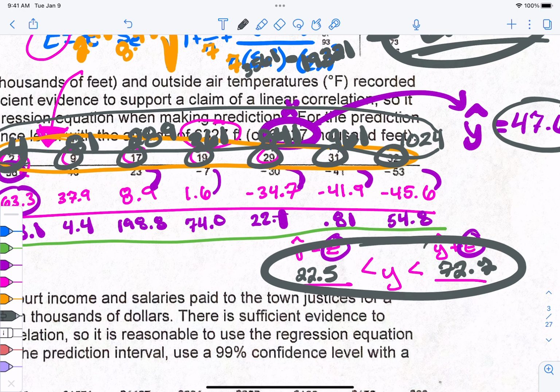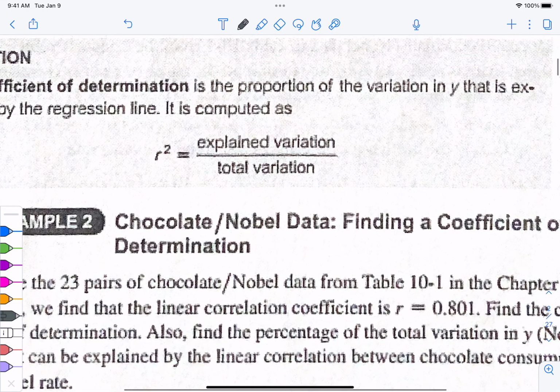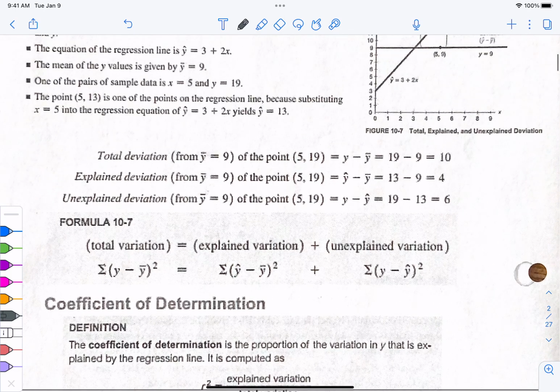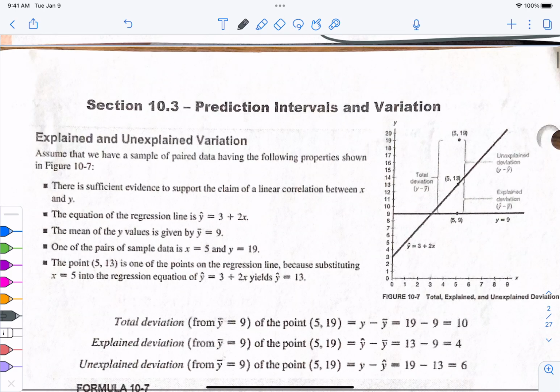So with 95% confidence, I'm 95% confident that the temperature should be between that and that, right? That is what we just found. Great. Go to the notes real quick. You have one example left to do, on the back page of the notes. I'm going to skip over some things.